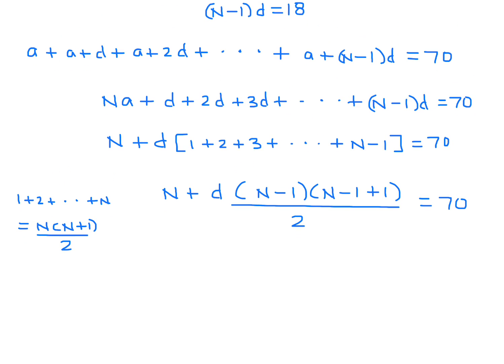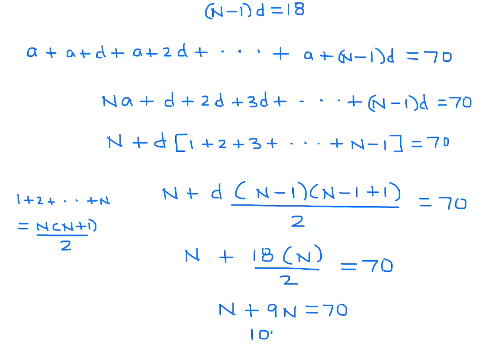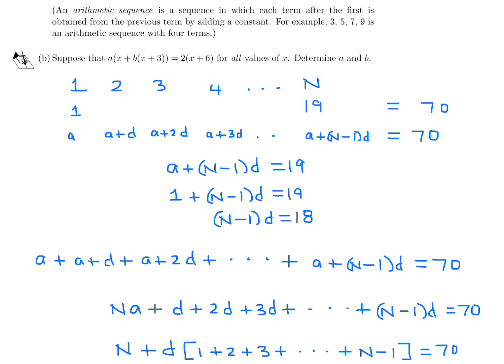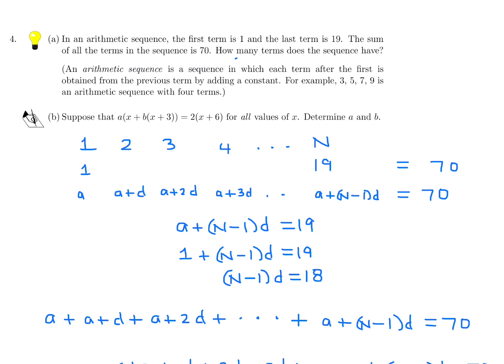Now I think, okay, I've got two variables. That's most unfortunate. But the good news is that this right here will help. (n minus 1) times D is 18. So this right here is 18. So that means we got n plus 18, and then this just becomes n, all over 2. So I've got n plus 9n is equal to 70. So that means 10n is equal to 70, and therefore n is equal to 7. And that's what they wanted in the question. They wanted how many terms are there in this sequence, and the number of terms is 7.